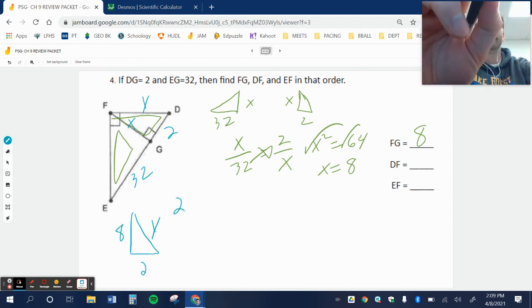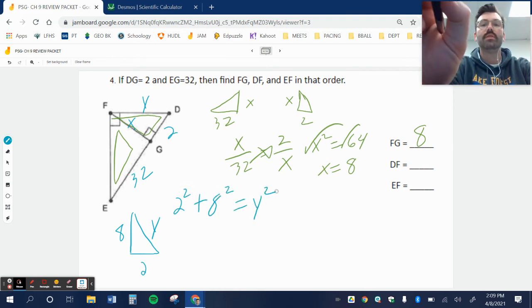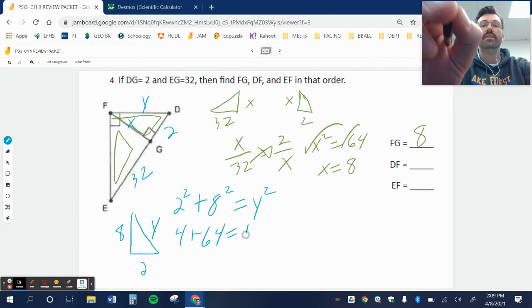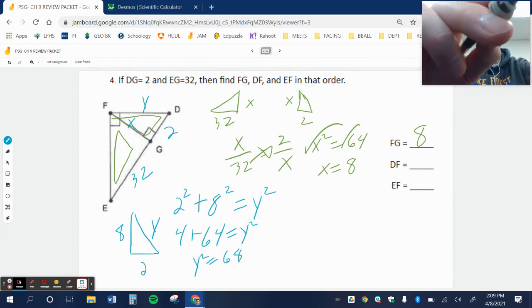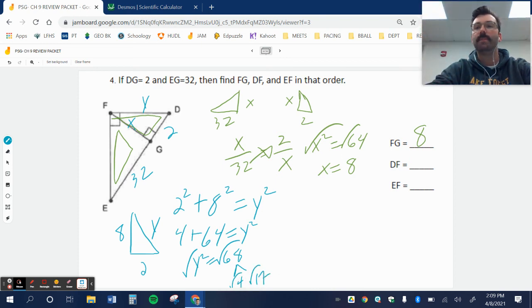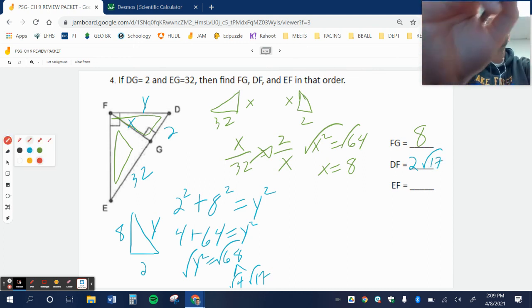Holy buckets, stop having so much fun. 2 squared plus 8 squared equals Y squared. 2 squared is 4. 8 squared is 64, so I got 4 plus 64 equals Y squared. Y squared equals 68. Square root. Root 68 can be root 4 times root 17, which is 2 root 17. Let's keep going. Close the door. Don't forget.